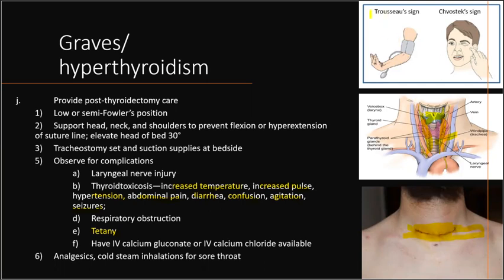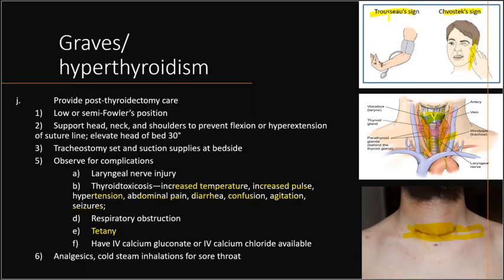So this will be your Trousseau sign, and this will be your Chvostek's sign. And how do you check for that? Remember, Chvostek's sign is described as the twitching of facial muscles in response to tapping over the area of the facial nerves. So when you tap the facial nerves, you will notice twitching of the facial muscles in response to that tapping. And that's a positive Chvostek's sign.